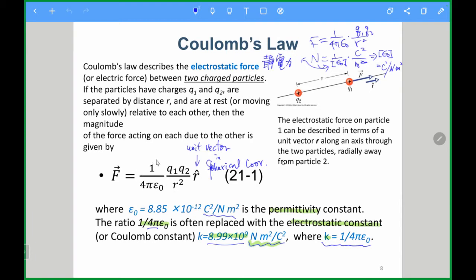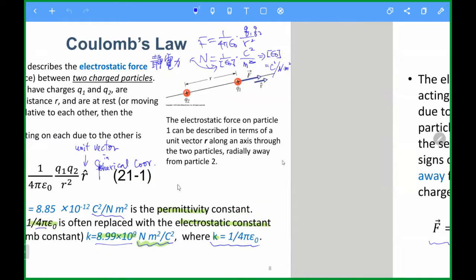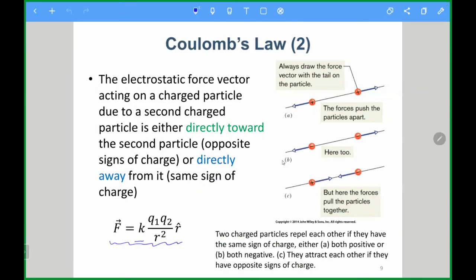So we have this constant k, multiplied by the product of the charge amount, and divided by the square of the distance. This is how we calculate the force. And of course, here it is the vector form. The vector form means you don't only have the magnitude, but also the direction.